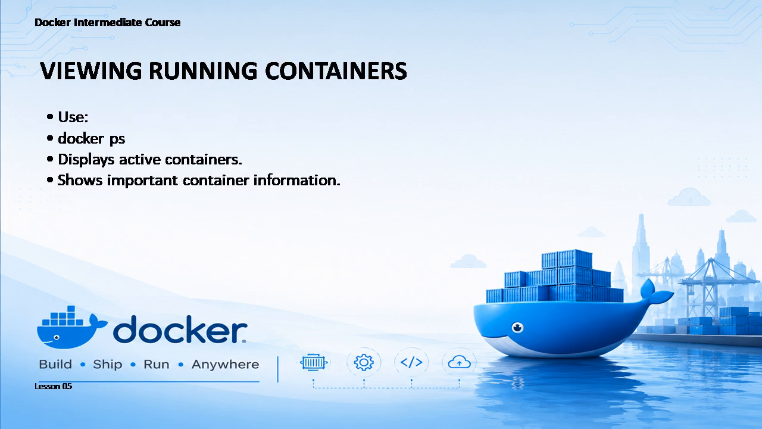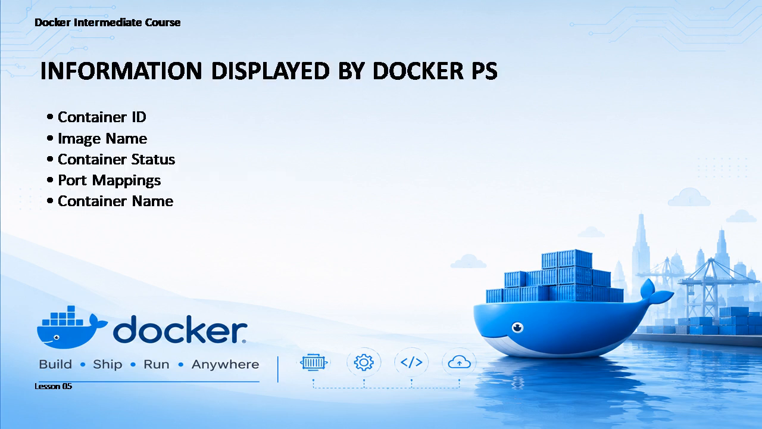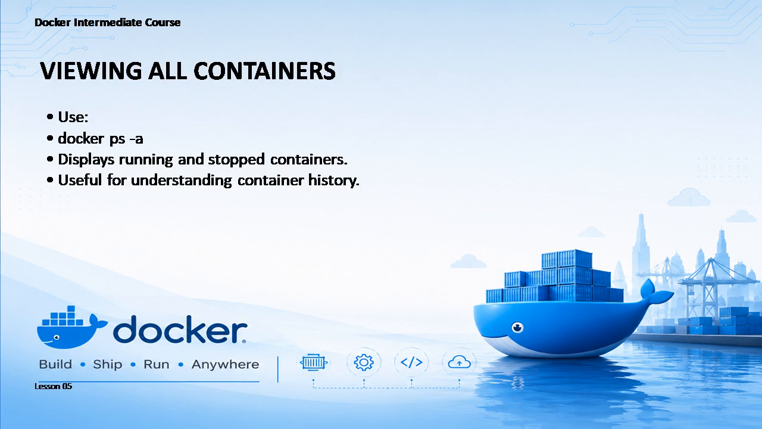Viewing running containers. Use docker ps. Displays active containers. Shows important container information. Information displayed by docker ps: Container ID. Image name. Container status. Port mappings. Container name.